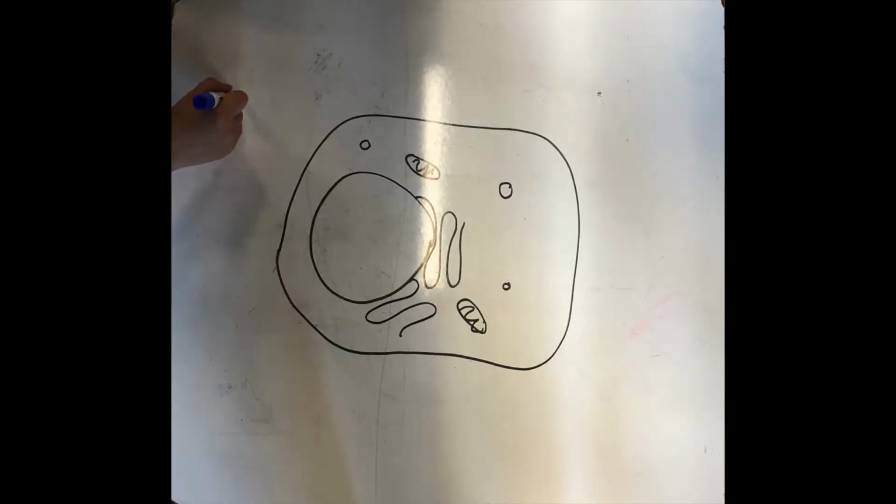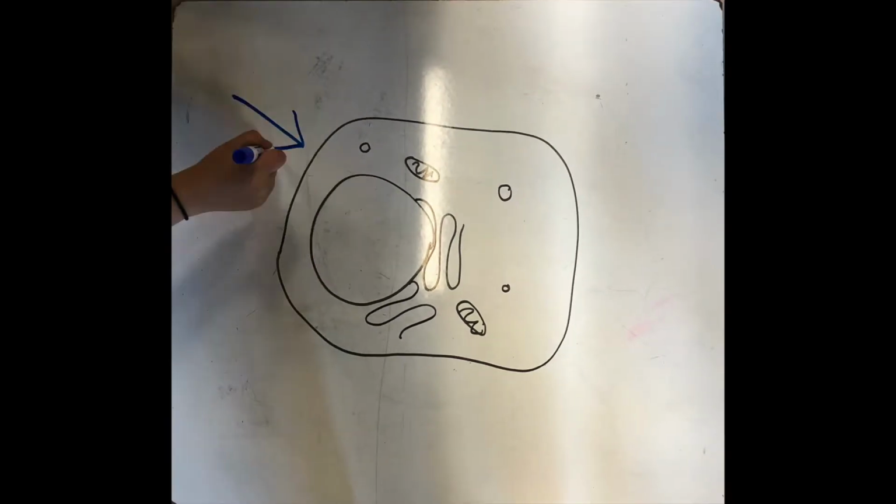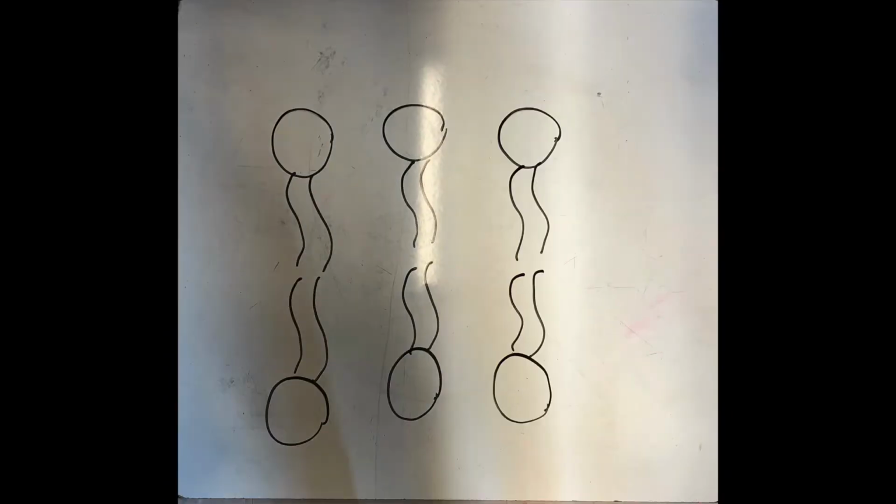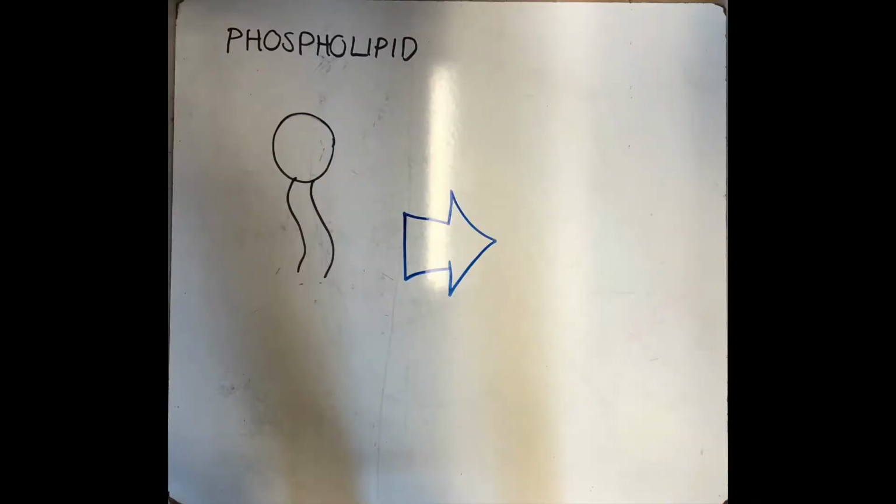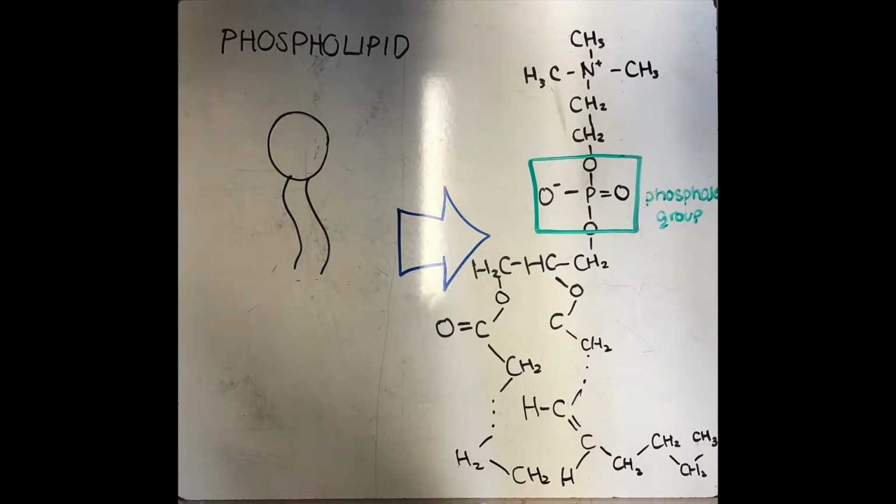Plasma membranes are positioned at the boundary of each cell, acting as selective barriers that allow passage of necessary materials into the cell. One of the most important components of the plasma membrane is the phospholipid bilayer. Phospholipids are made up of a phosphate group head and two hydrocarbon tails.